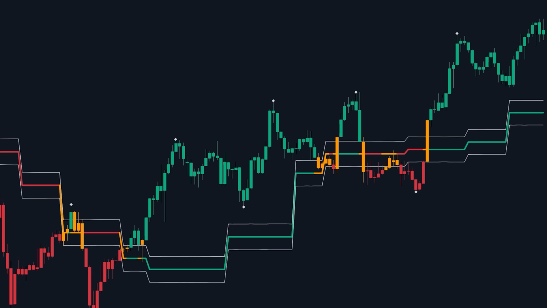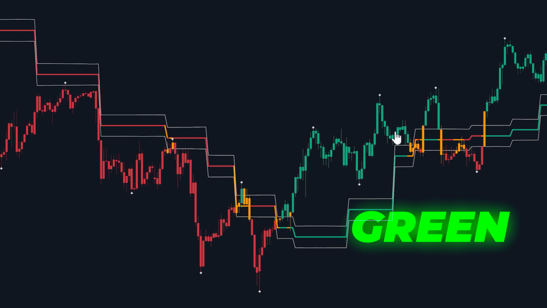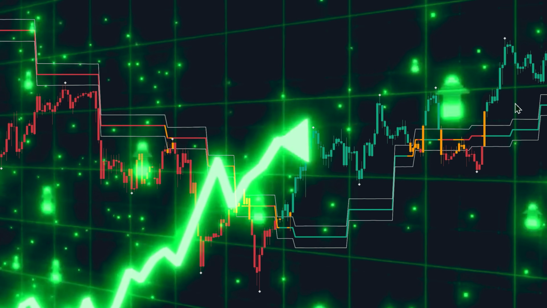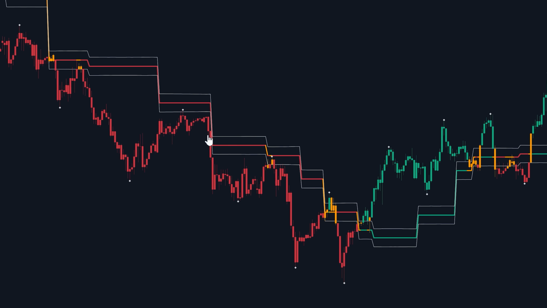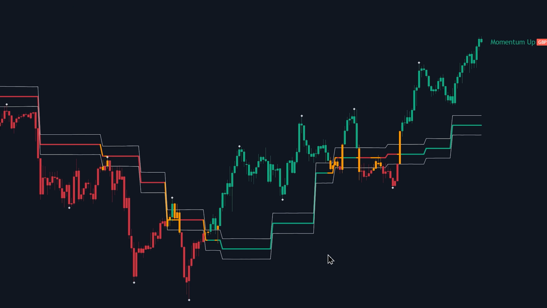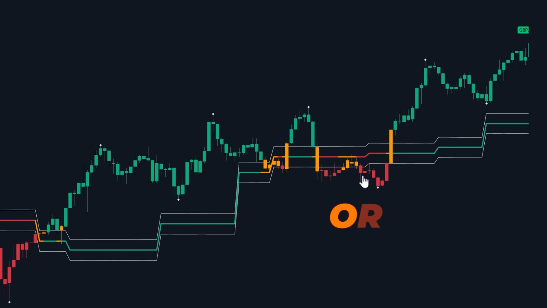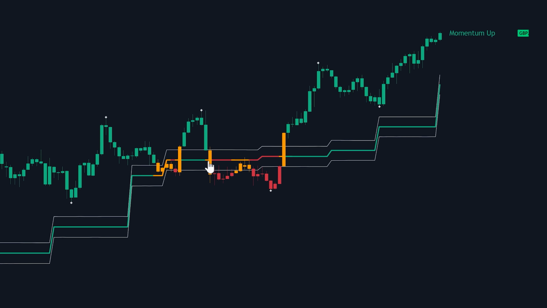And finally, the most intuitive part is the candle coloring. When the price moves above the upper volatility band, the candles turn green, signaling strong bullish momentum. When the price drops below the lower band, the candles turn red for bearish momentum. And if the price is just chopping around between those two bands, the candles will turn orange, which is your clear signal that the market is in a low momentum sideways range. You'll also spot these little diamond symbols on the chart, which pop up to mark the exact pivot points that cause the midline to snap to a new level.